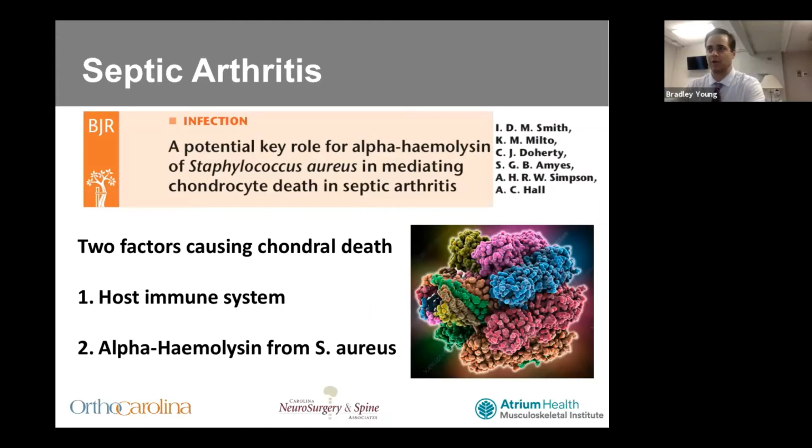In this talk, I wanted to go over the widely accepted theories of how staph inflicts its chondral damage. There are 2 components to this. One is the immune response of the host promotes migration of proteases and cytokines into the synovial fluid to help kill the bacteria, but this inadvertently attacks the chondrocytes as well. And secondly, specific to staph, they produce alpha hemolysin, which is an enzyme produced by the staph that preferentially attacks chondrocytes.